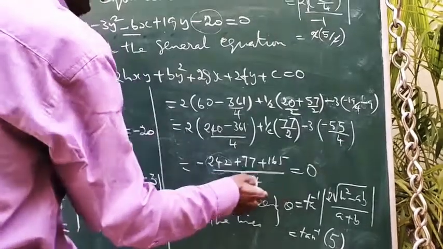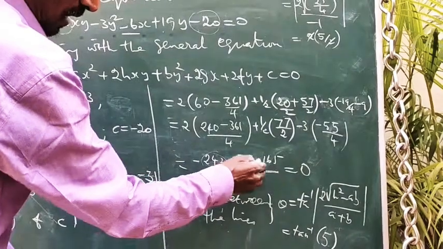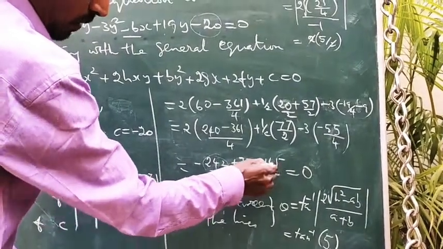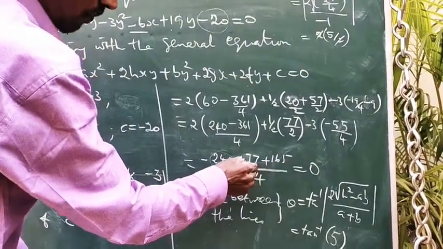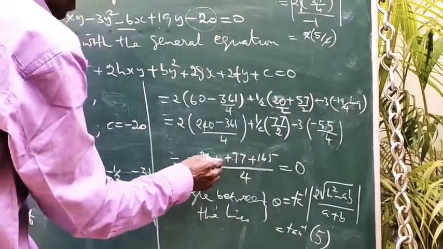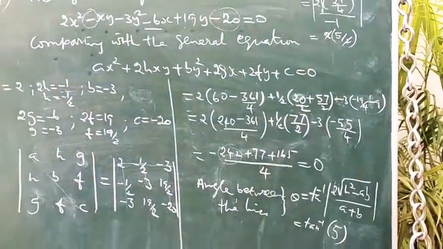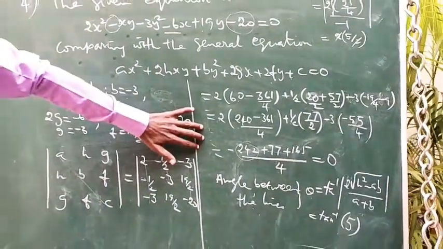Okay, the same denominator we can add. So if we sum up these two, it becomes 7 plus 5, 2, remaining 1. So 7 plus 7, 14, remaining 1, 1 plus 1, 2. So we are getting minus 242 plus 242, 0. Okay. So in the meantime, it represents a pair of lines.